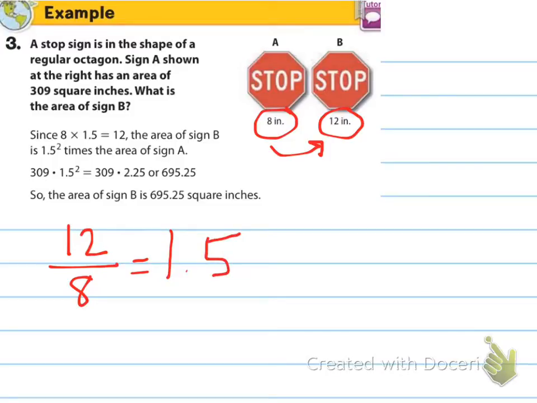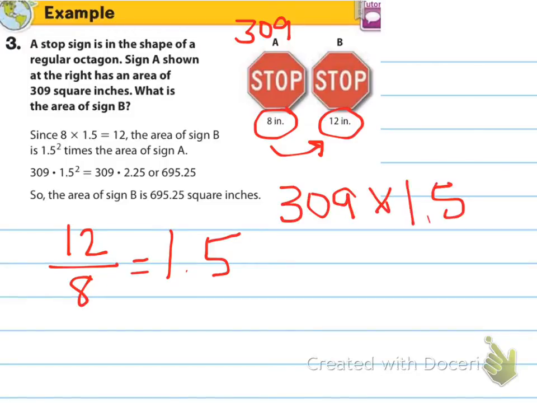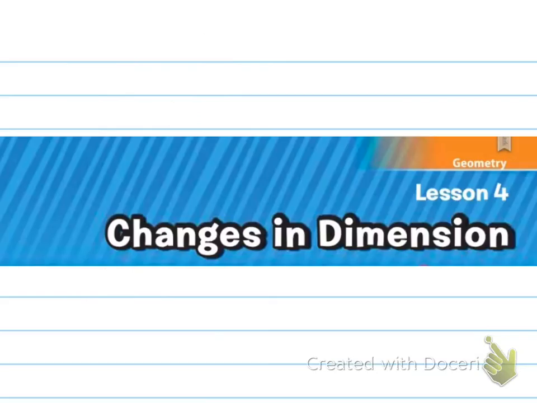Once I have that 1.5, if I want to find the area, and I know that this area is 309, I can take my original times this multiplier, 1.5 squared, and that's going to equal my new answer, which luckily they've done all that hard work for us, is 695.25.